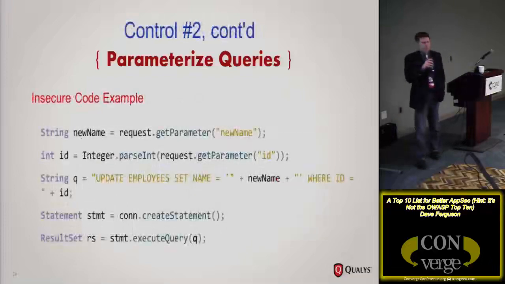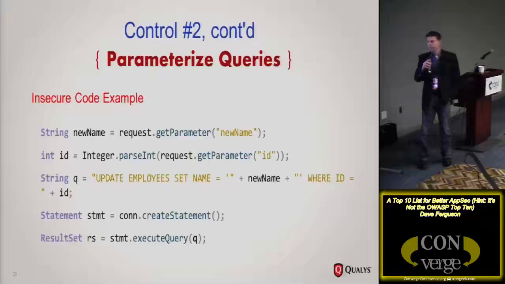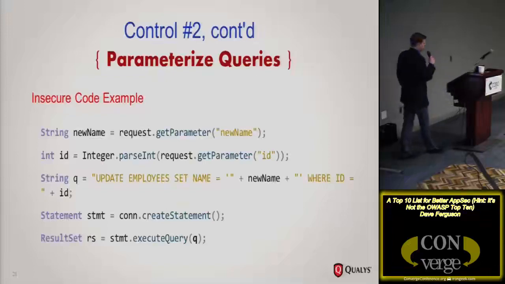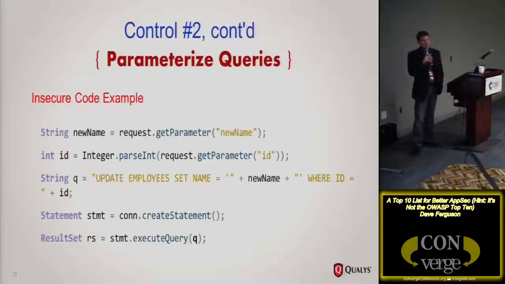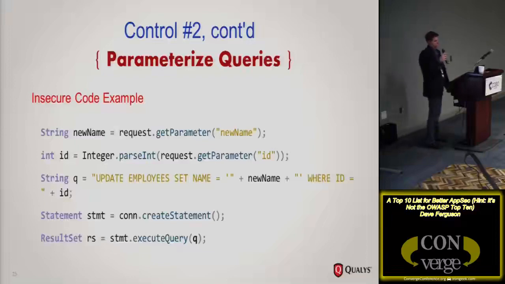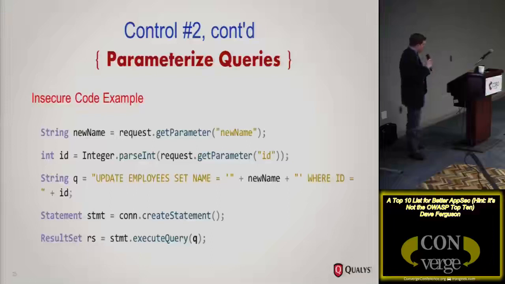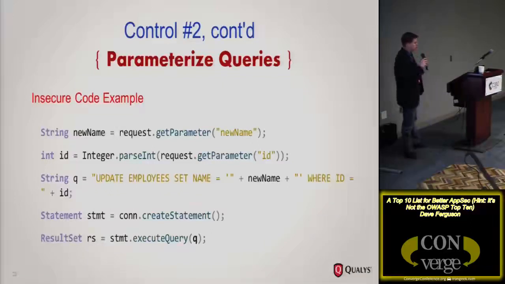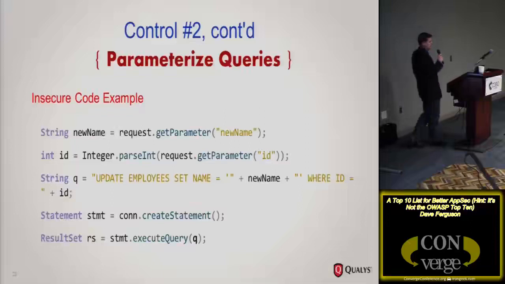So I think the best way to illustrate parameterizing queries is with a code example. I have some Java code here, and we have a couple of inputs coming into the application from the HTTP request. We have a new name parameter and an ID parameter. And those get stuffed into a string variable and an integer variable. Then string concatenation on the third line is being used to build a SQL query. And so this is the very insecure part.